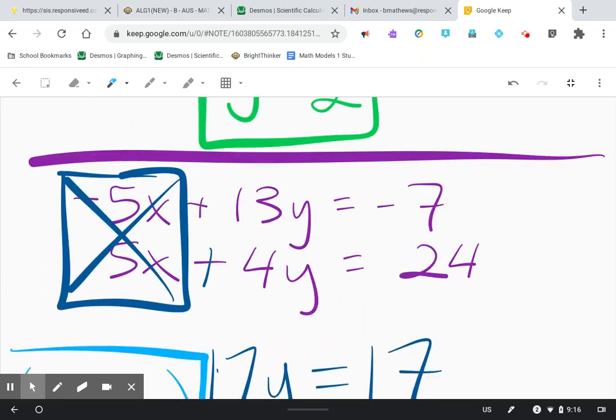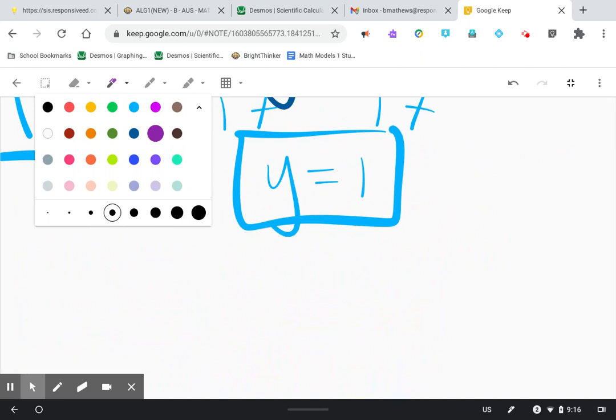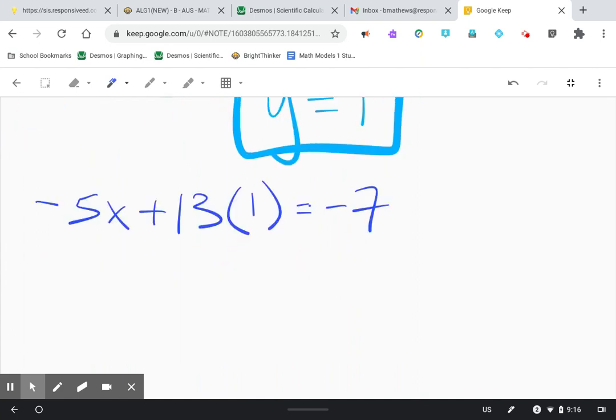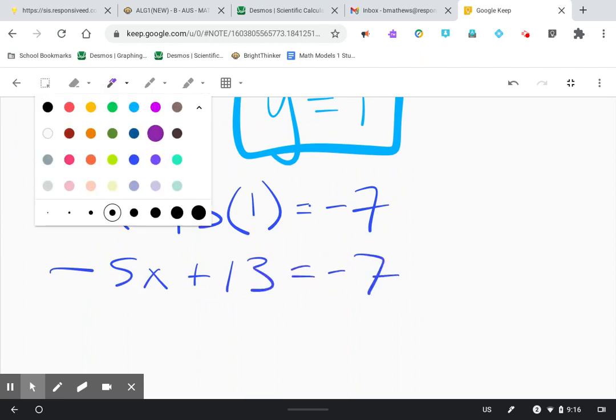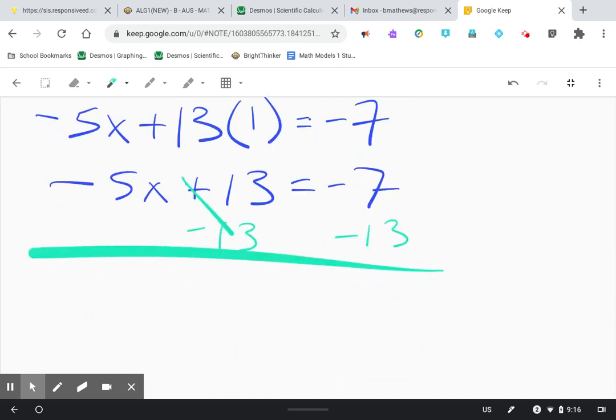Then I take that and I plug it into either one of my original equations. Let's do it into the first one. Negative 5x plus 13y, and I'm going to put a 1 in there, equals negative 7. Negative 5x plus 13 equals negative 7. Minus 13 on both sides. Negative 5x equals negative 20.